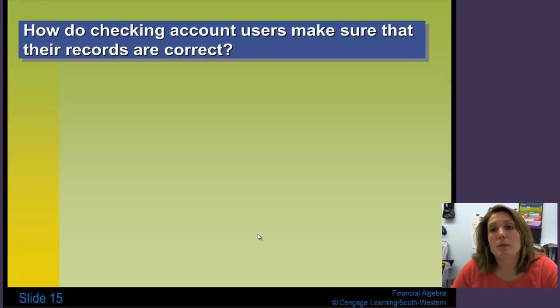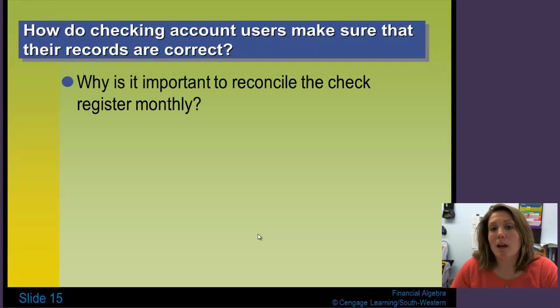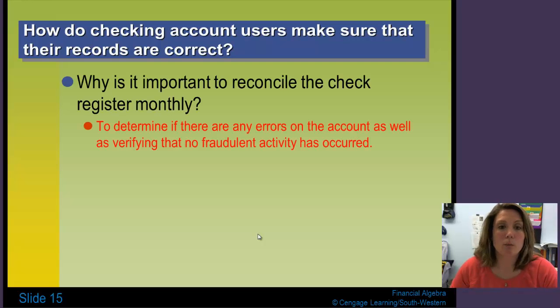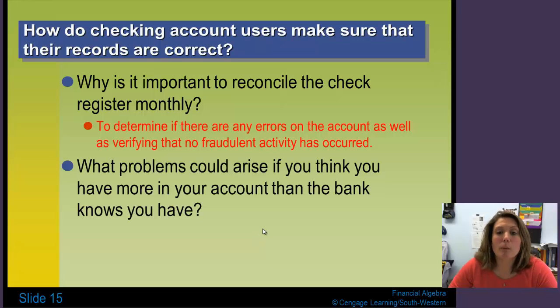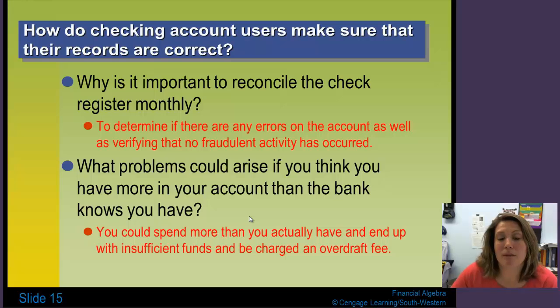So how do checking account users make sure that their records are accurate? Why is it important to reconcile the check register monthly? Well, you want to make sure that there are no errors on your account, that the bank has given you credit for all the money that you've deposited, and that they haven't overcharged you for checks that have been written. Also, in this day and age with electronic bank accounts, you want to make sure that no one has gotten a hold of your bank statements or your bank account number, and there's no fraudulent activity on your account. What problems could arise if you think you have more in your account than the bank knows you have? You could spend more money than you actually have and end up with insufficient funds and be charged an overdraft fee.